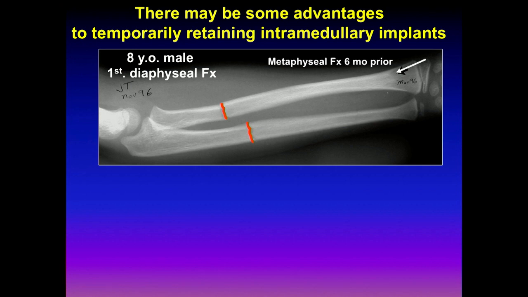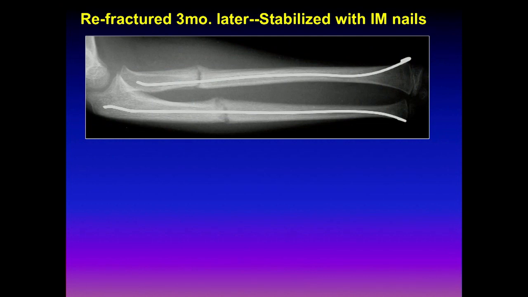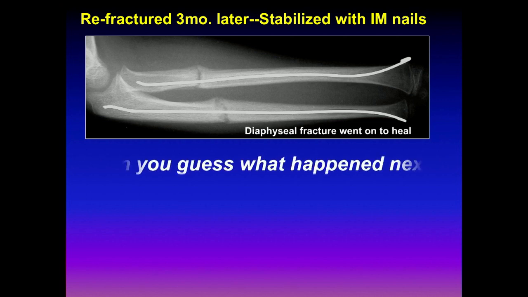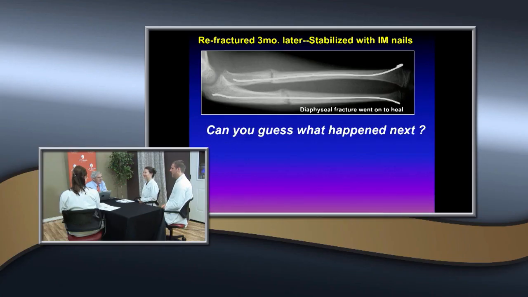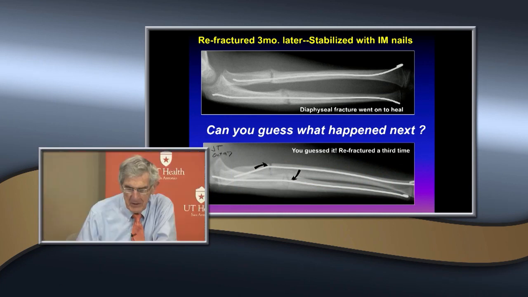And you can see it had a metaphyseal fracture 6 months prior. So he was placed in a long arm cast, and we removed the cast after the 8 weeks, and he refractured. So we went ahead and stabilized him with IM nails. And that metaphyseal fracture went on to heal. Guess what happened next? Fractured again? Yeah, that's right. Fell off a swing or a bicycle and fractured again a third time.